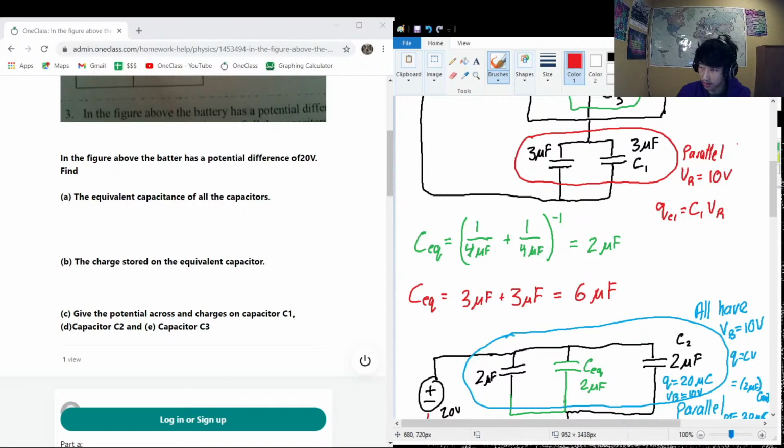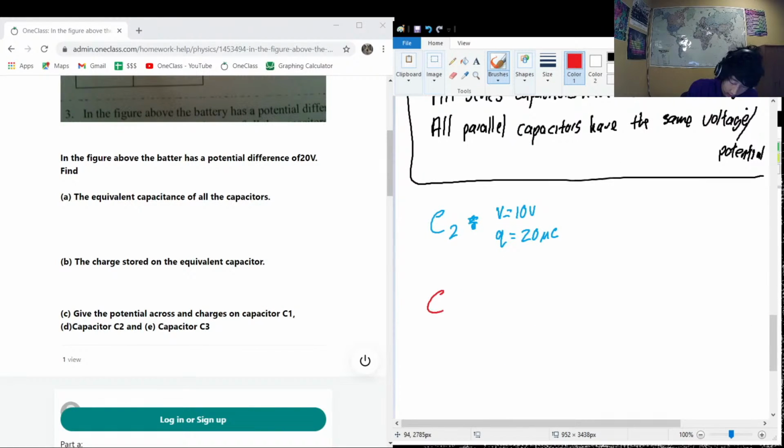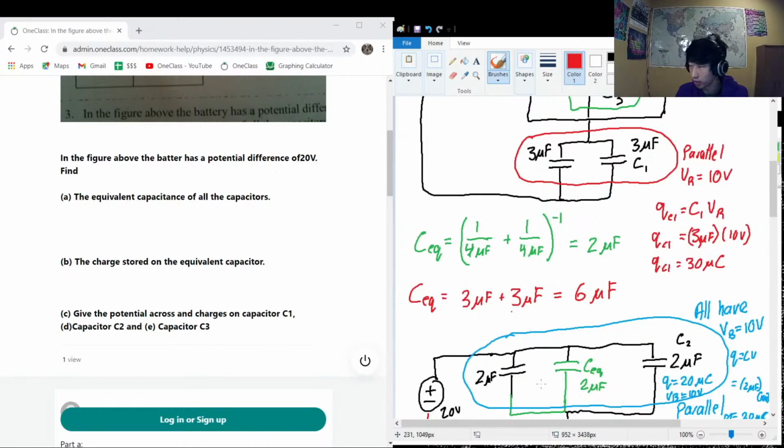And we know the voltage across them is 10 volts, and the capacitance is 3 microfarads multiplied by 10 volts. It's Q of C1. This is equal to 30 microcoulombs. Okay, so we can write that at the bottom as something else of our final answers of interest. C1, we had 30 microcoulombs, and it's also 10 volts. Okay, so that's C1. 10 volts, 30 microcoulombs. Cool.